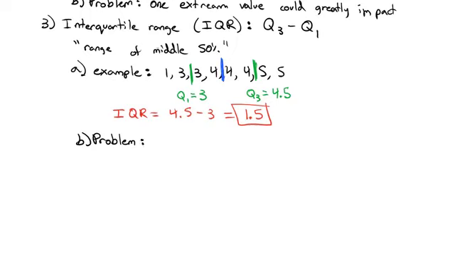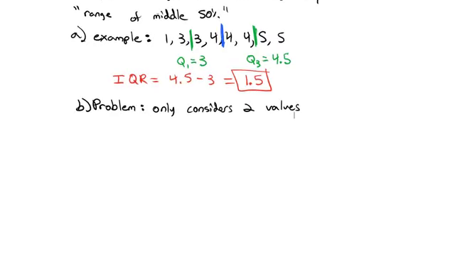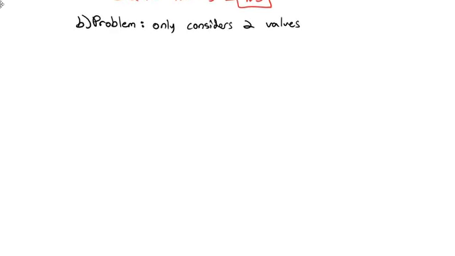And that problem is this interquartile range formula only considers two values, the Q1 and the Q3. It would be nice if we had some measure of spread that considered all the values and how spread out those are. And this gives rise to the most important measure of spread, the one we'll use a lot in this class, called the standard deviation.